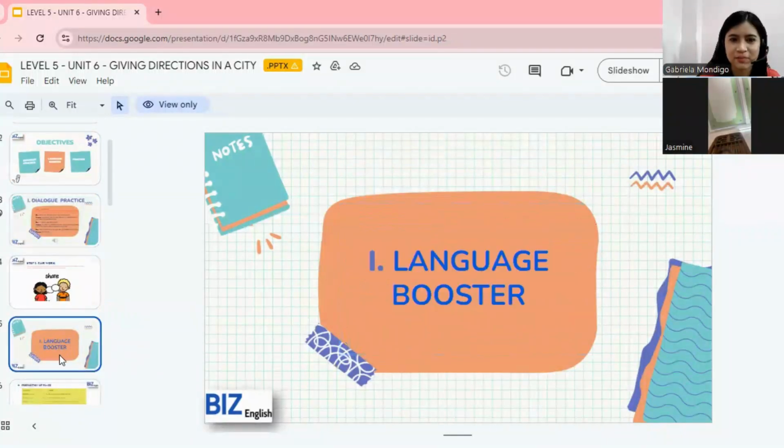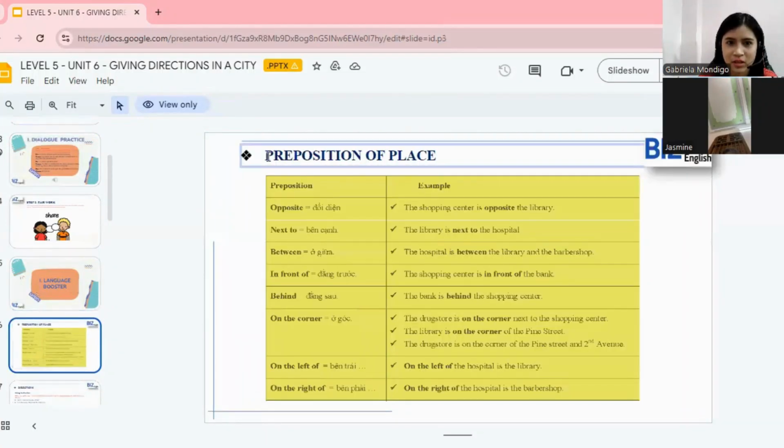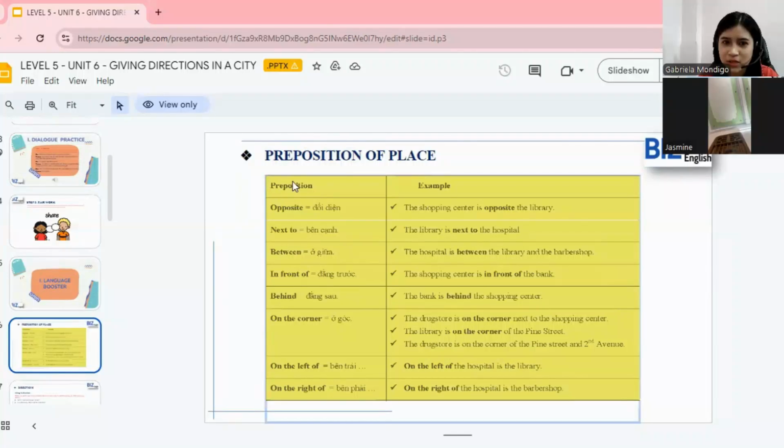Okay, now let's learn some vocabulary. Let's read preposition of place. Do you know what a preposition is? Yes, I know the prepositions like in, on, at. Very good. There are different types of prepositions: preposition of place, preposition of time, and so on. But today we're going to discuss preposition of place. Could you please read again? Preposition of place. Very good.